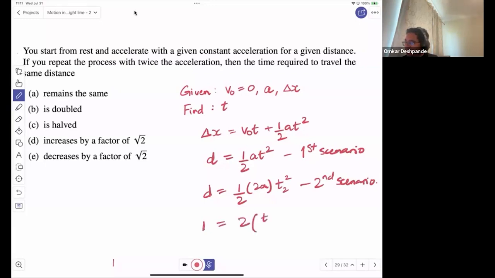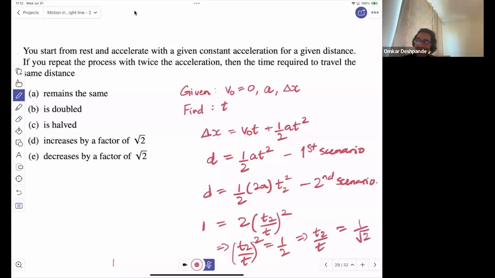2 times t2 squared by t squared, right? So that means t2 squared by t squared is half. So that means the ratio of the times is going to be 1 divided by the square root of 2. So the time required in the second scenario decreases by a factor of square root of 2.